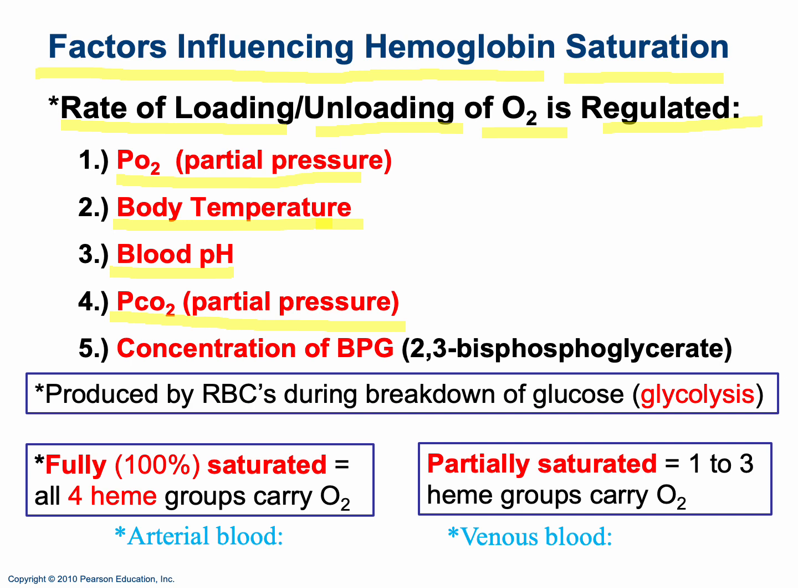And number five we may not be as familiar with, which is looking at the concentration of BPG. And BPG is an abbreviation for 2,3-bisphosphoglycerate. And this is a substrate that we find in glycolysis when we think of aerobic cellular respiration. This is produced by red blood cells during the breakdown of glucose. So these are all various items here, these factors which can influence the curve. And we'll see how that takes place when we look at the next graph.